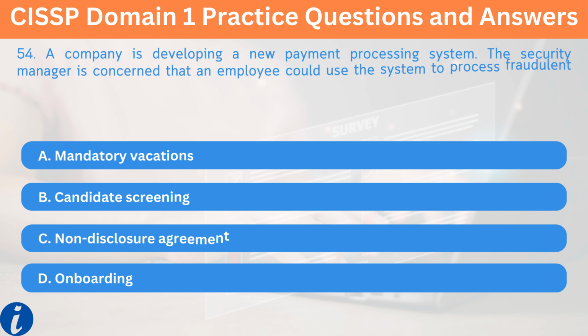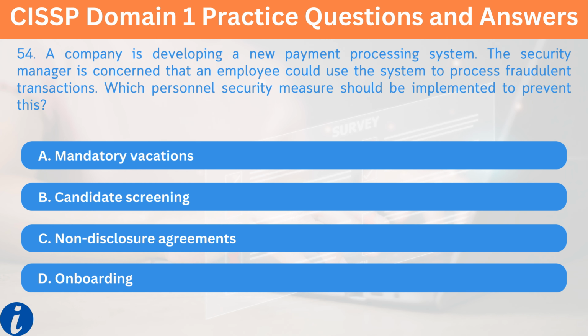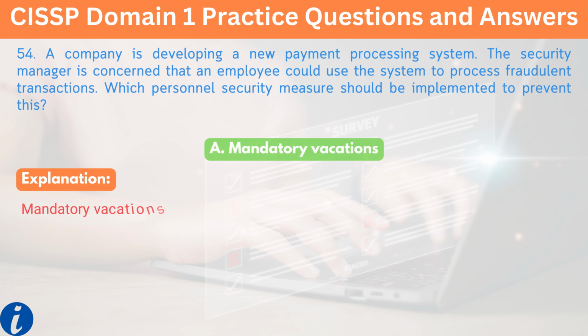54. A company is developing a new payment processing system. The security manager is concerned that an employee could use the system to process fraudulent transactions. Which personnel security measure should be implemented to prevent this? A. Mandatory vacations. B. Candidate screening. C. Non-disclosure agreements. D. Onboarding. The correct answer is A.